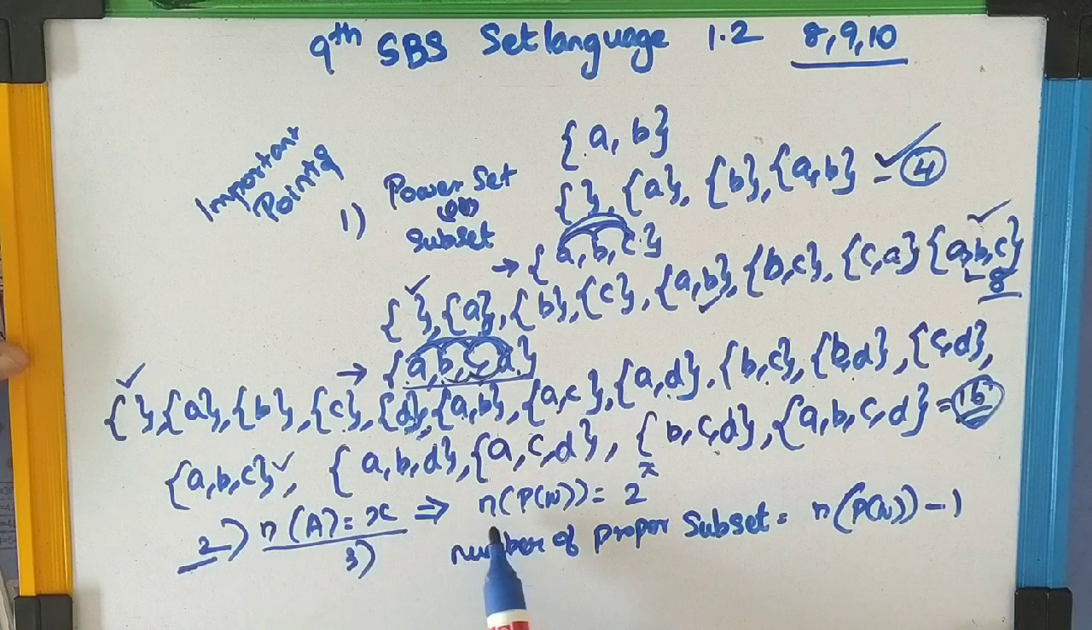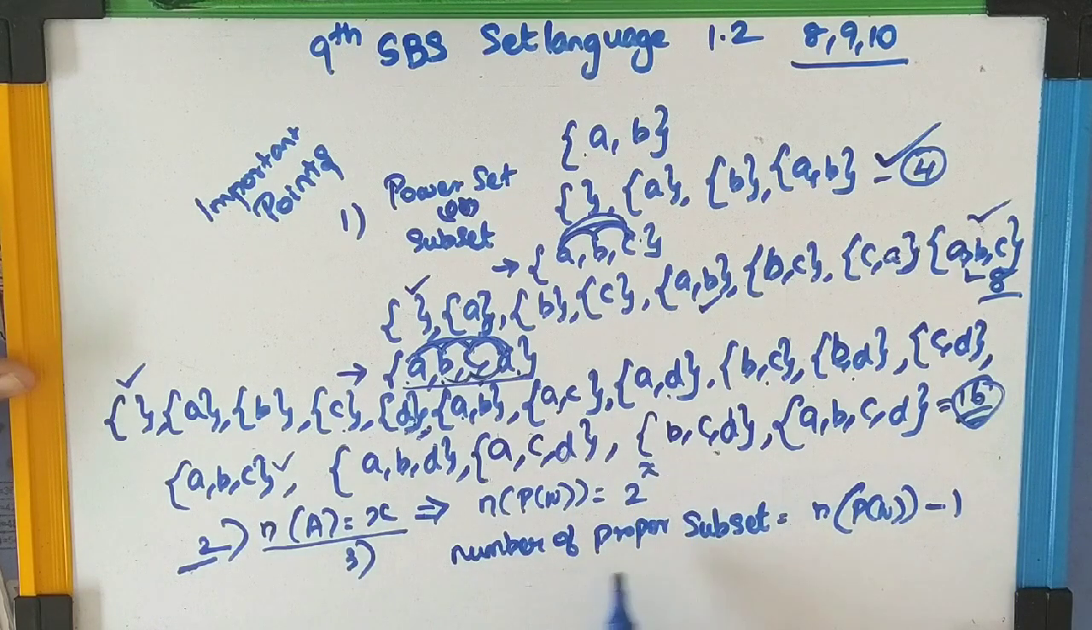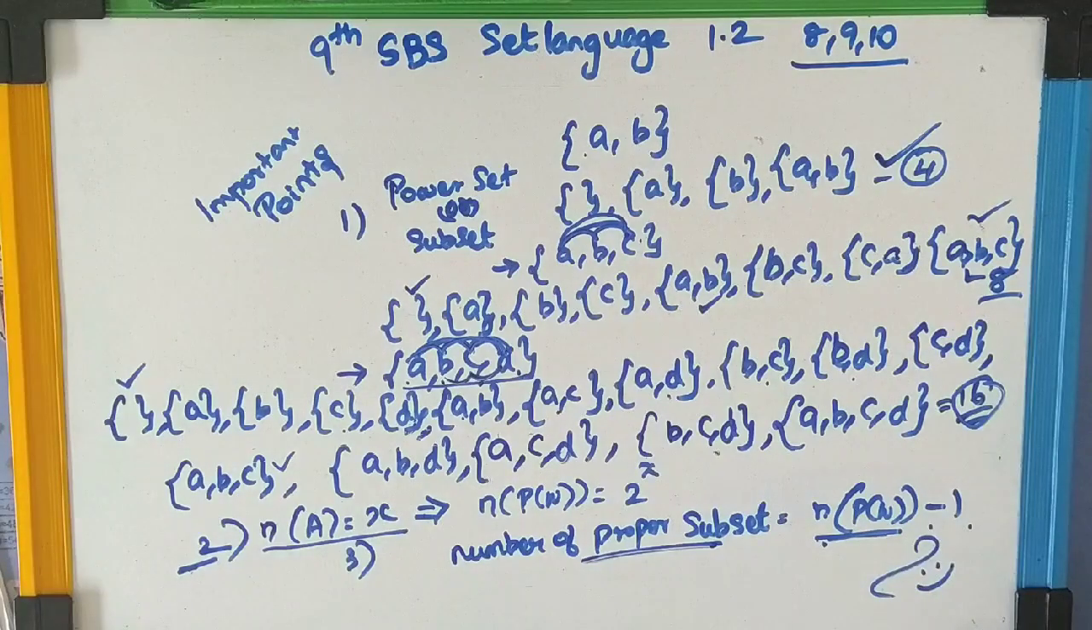Okay. Next we have to find the number of elements of the power set. If the cardinal number of a set is x, the number of elements of the power set is equal to 2 power x. Then what is the number of proper subsets? The number of proper subsets is the number of power set elements minus 1. Okay. With this, let's get into the video.